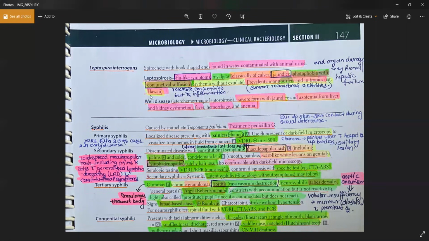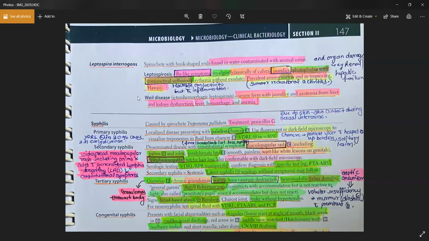So Hawaii, very important. Generally, they will give you a case of a Hawaii patient, and it occurs by swimming in water contaminated with animal urine. They can ask you this fact. The symptoms will be just flu-like: fever, chills, headache, leg pain, which is the myalgia due to pain in the calves. You will get end organ damage: involving your liver, you will get jaundice; involving your eyes, you will get photophobia and a reddish discoloration of the eye without any inflammation. And you will also get Weil's disease, which is a very severe form of leptospirosis.